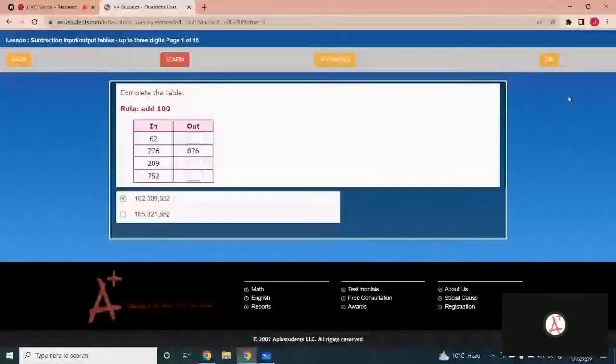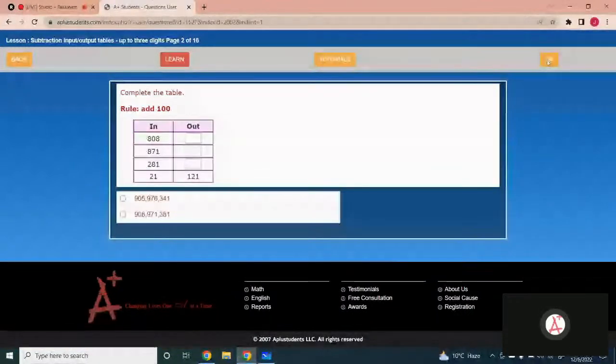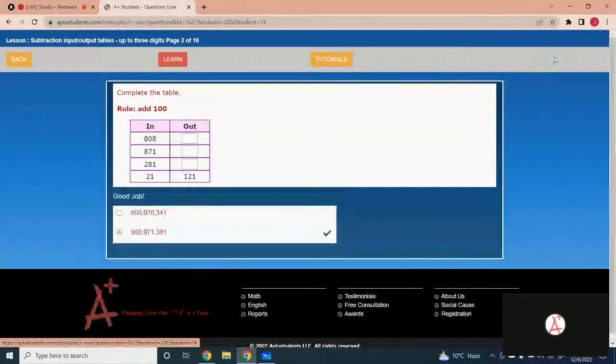Got it? Just select the correct option, then click on the OK button. Okay, again, you have to add 100. So which option is the correct one? 808 plus 100 is 908. 871 plus 100 is 971. 281 plus 100 is 381. Got it? 908, 971, and 381. Just select the correct option, then click on the OK button.